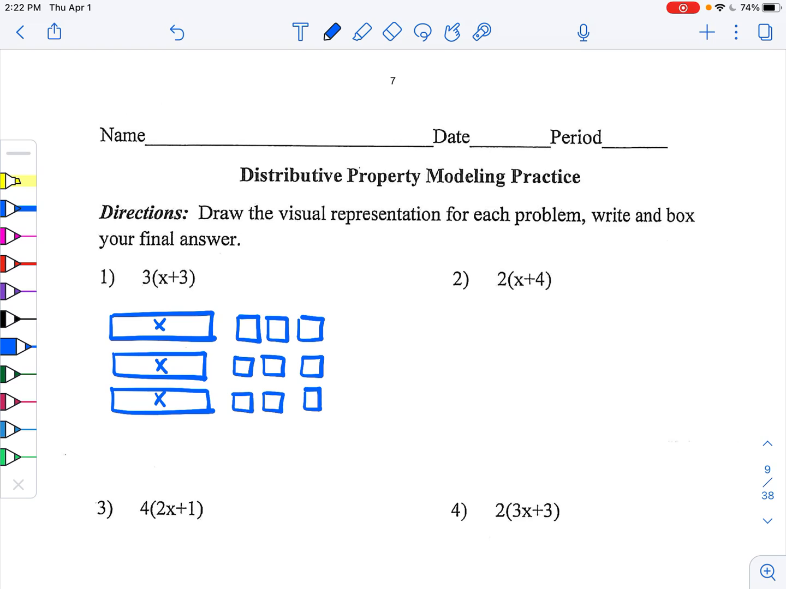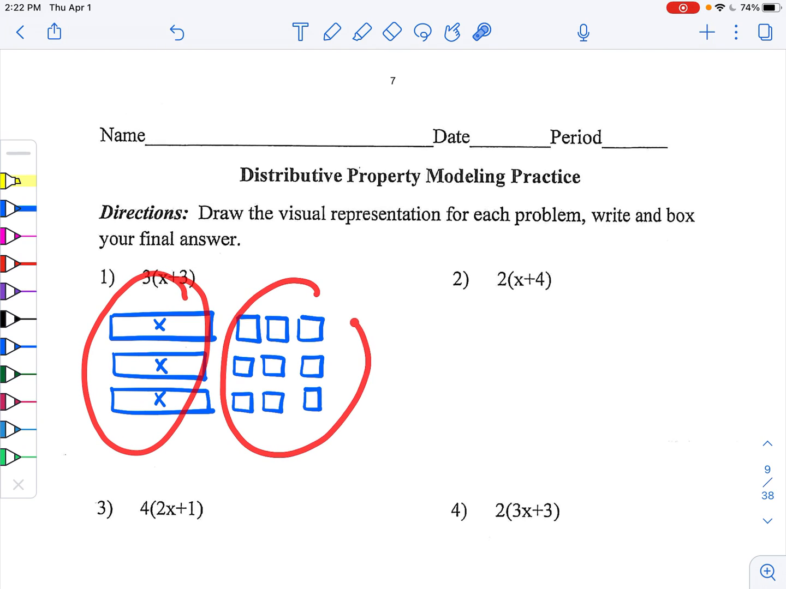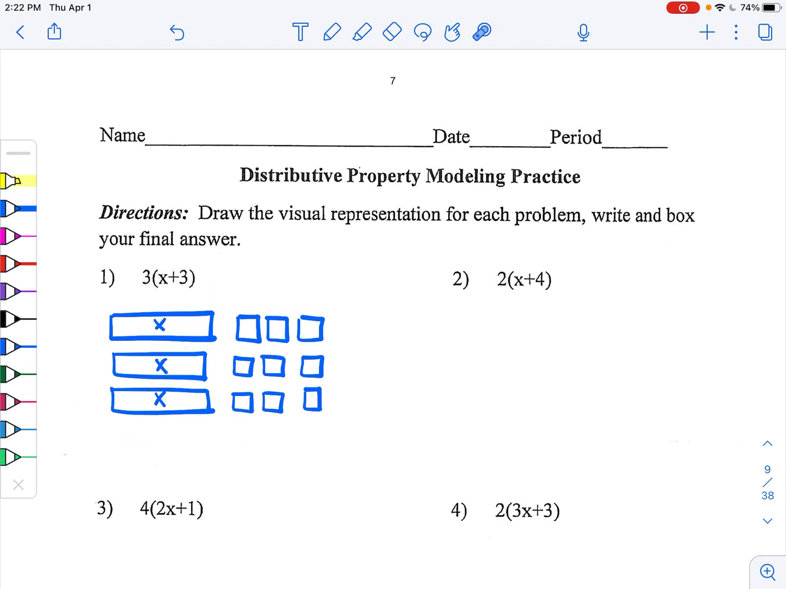What is it that you have? How many x's, what are your like terms? These would be considered like terms, and then these ones are separate. So this simplifies to 3x plus 9.